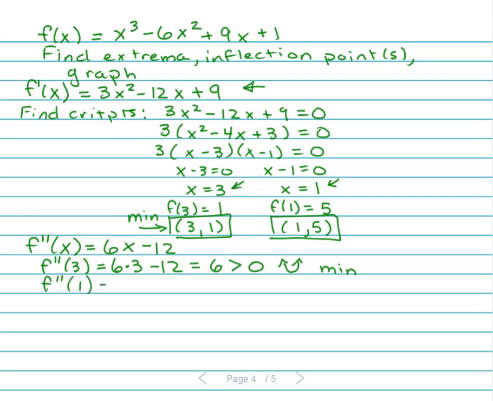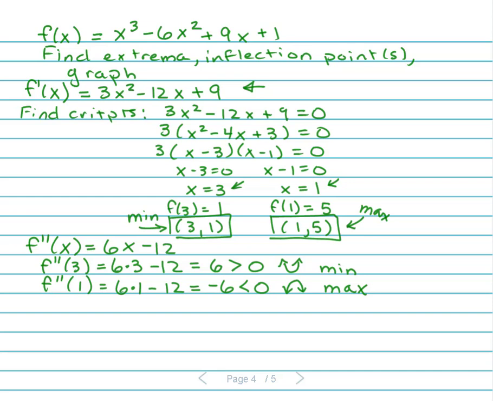Okay, let's do the same for when x is 1. We would get 6 times 1 − 12. That's 6 − 12, which is −6, which is negative, meaning our slope is decreasing, so our function's concave down. And if it's concave down, that means that's a candidate for a maximum. So this point here is a max. Not a candidate for it, is a max, I should say.